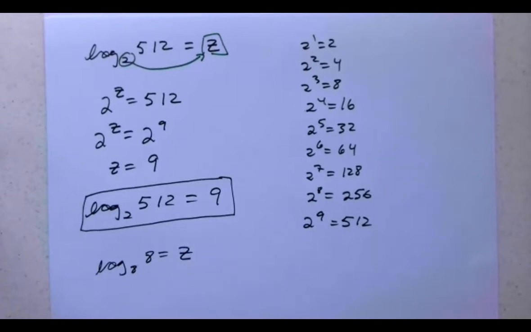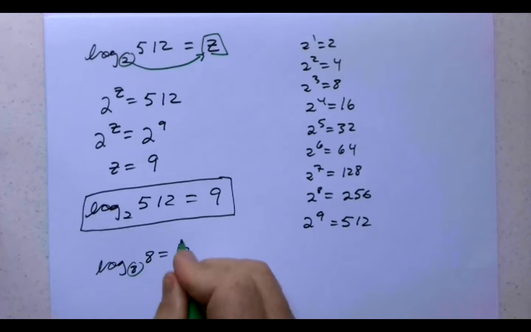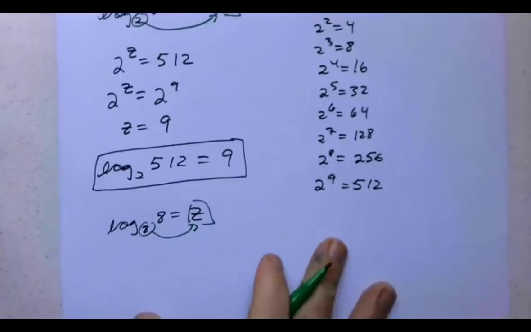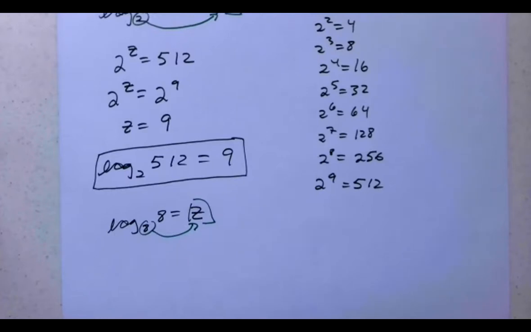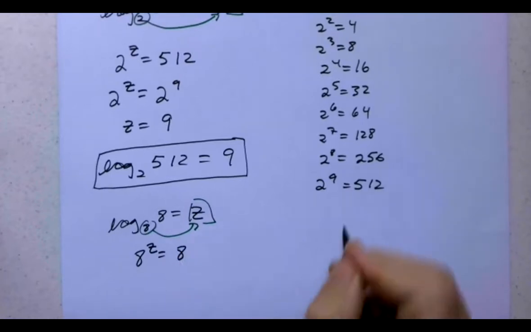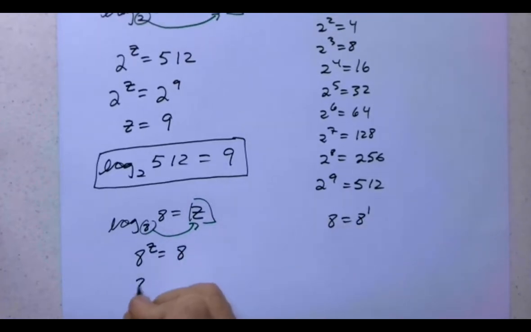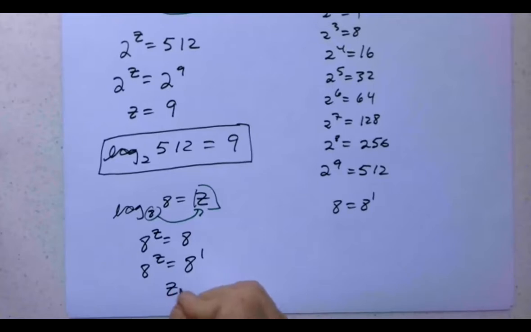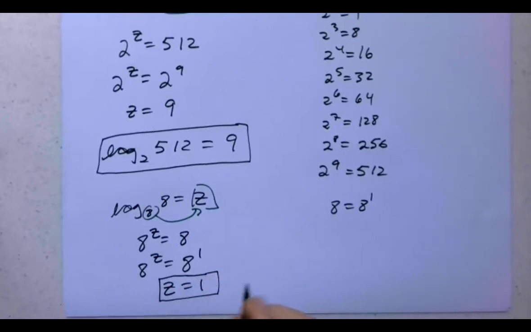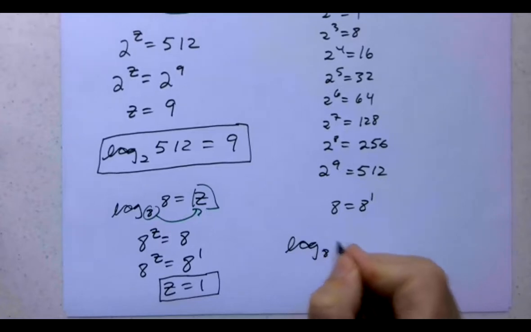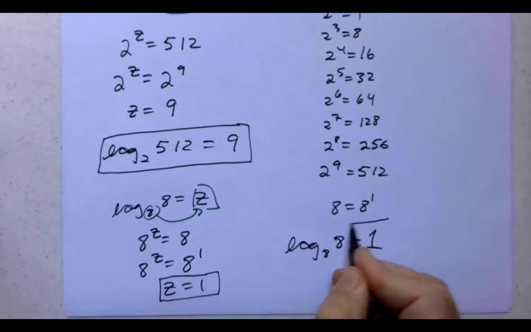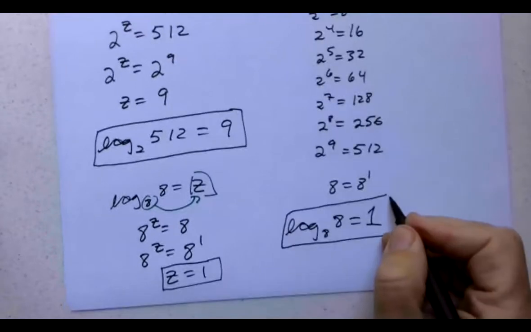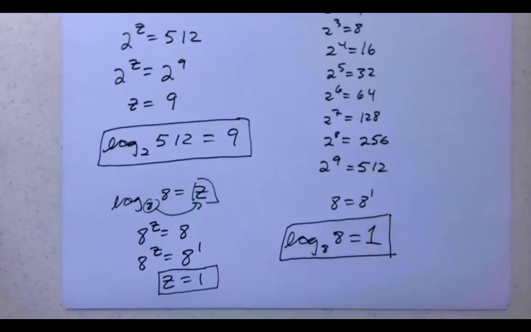Equals z. So same process, circle, box. 8 to the z equals 8 is our exponential equation. If I have 8 to the z equals 8, well, what is 8? Well, 8, of course, is 8 to the first power. So 8 to the z equals 8 to the first, which tells me then that z equals 1. So log base 8 of 8 equals 1. And you'll soon recognize that pattern, that log base something of the same something is going to typically equal 1. All right, what's next?